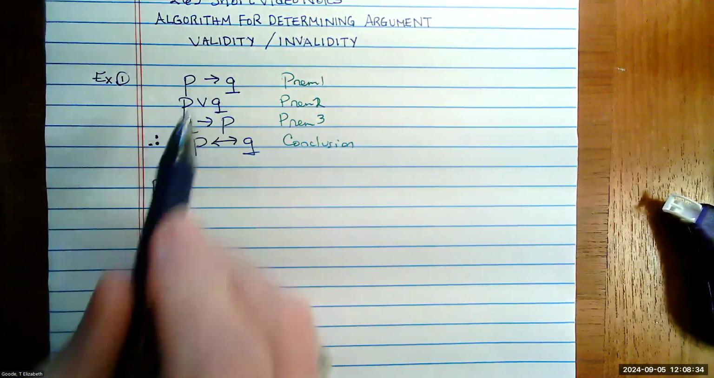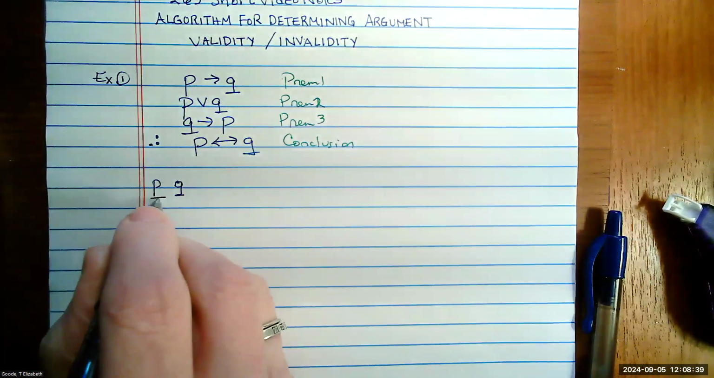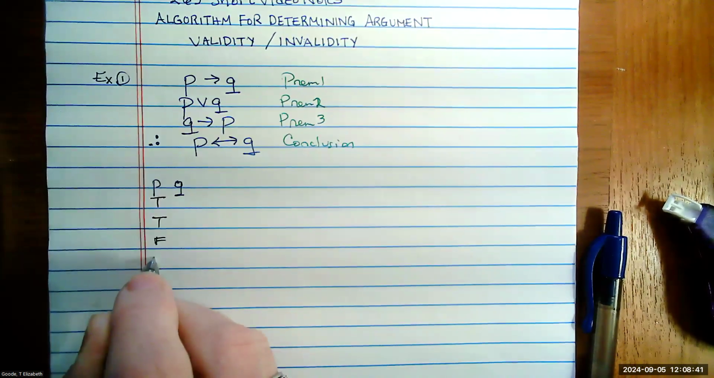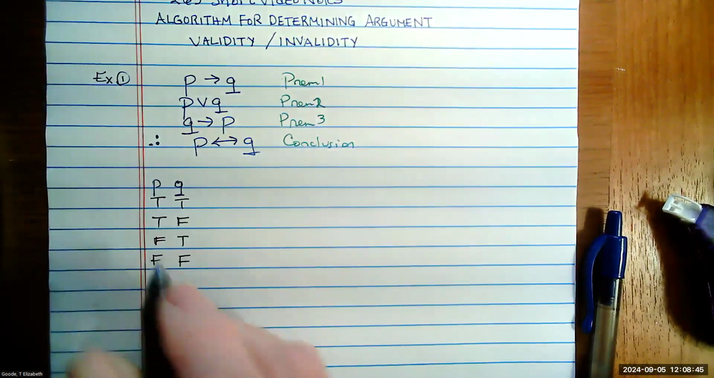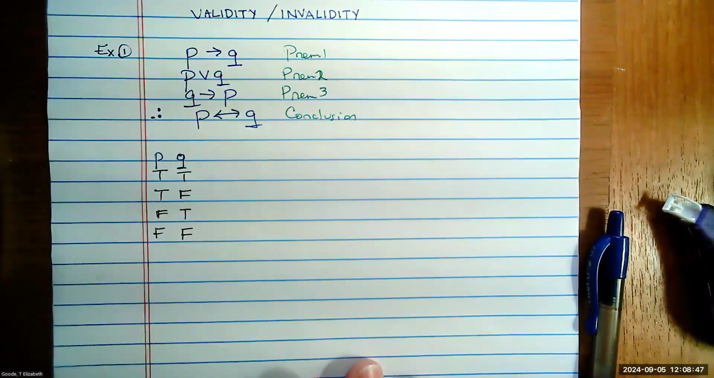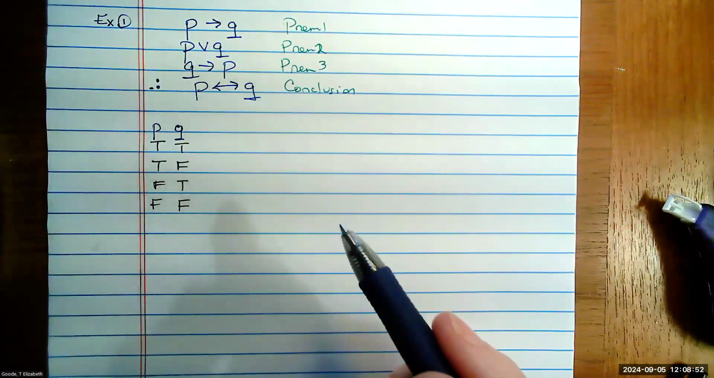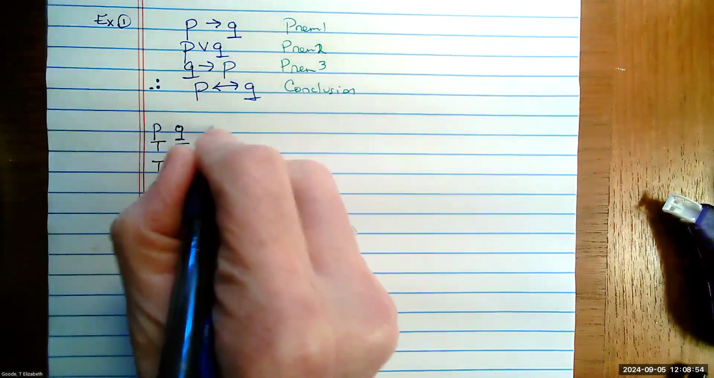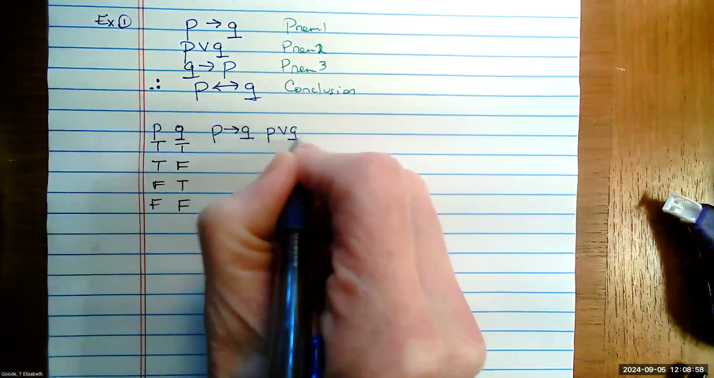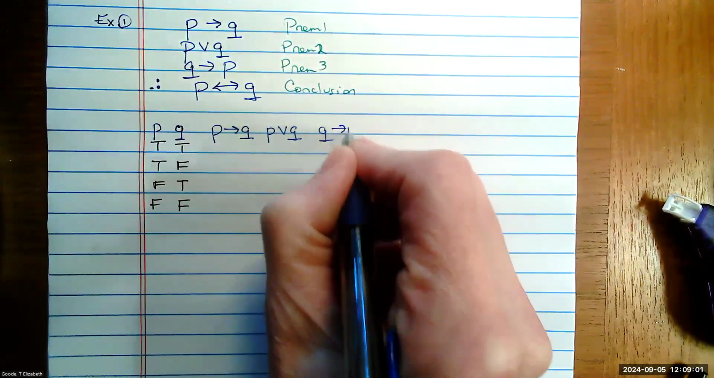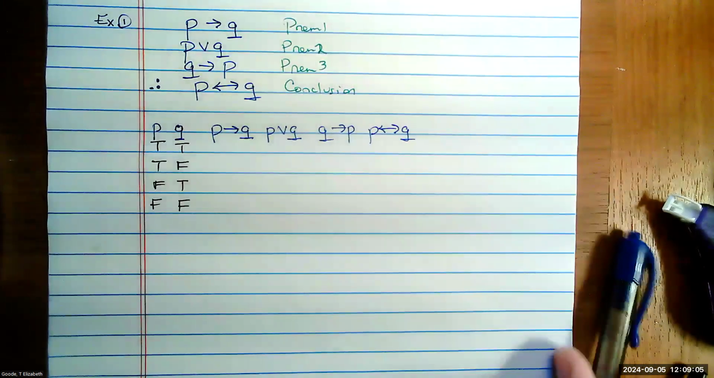two variables for statements, P and Q, so we're only going to need 4 rows for our truth table. And of course, we set it up in the canonical way. Under P, we write true, true, false, false. And under Q, we write true, false, true, false. We'll need a column for P implies Q, a column for P or Q, a column for Q implies P, and a column for the conclusion, P if and only if Q.